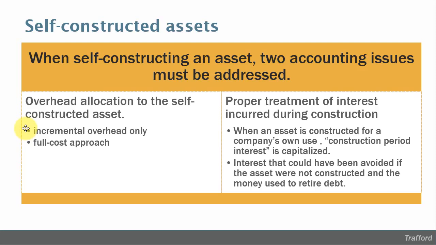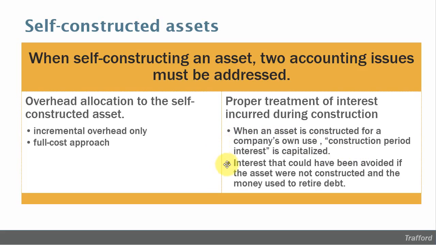The second interesting issue as far as accounting goes is what's the proper way to treat interest expense that's incurred during the construction period. The rule is that when an asset is constructed for a company's own use, we capitalize or add to the cost of the building what we compute to be construction period interest.